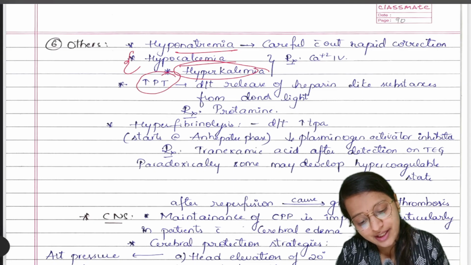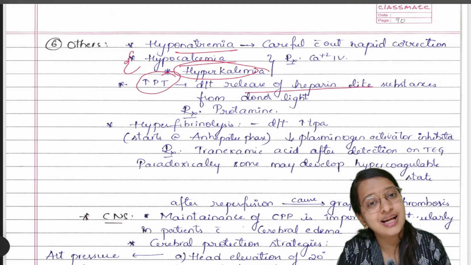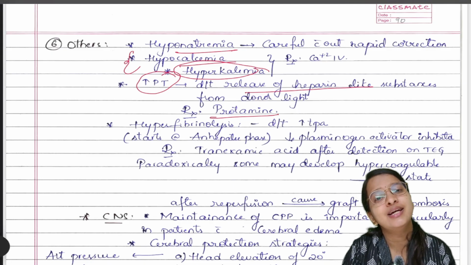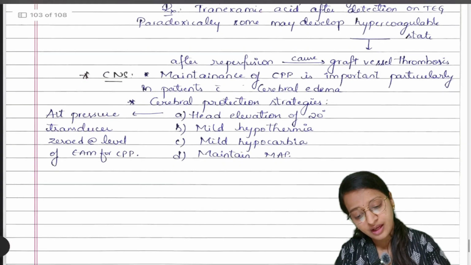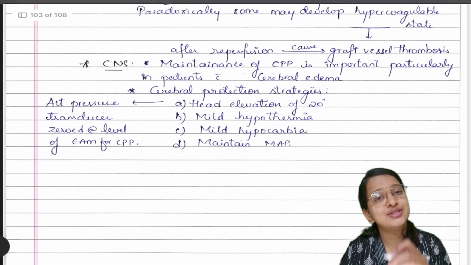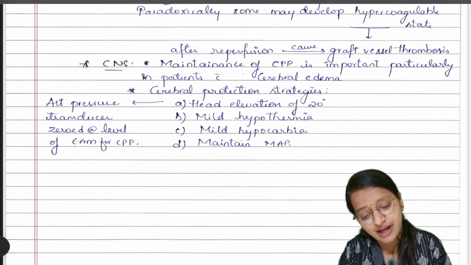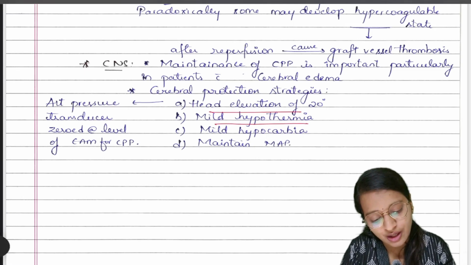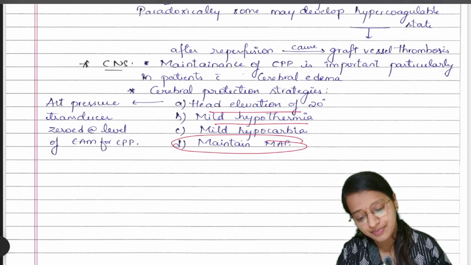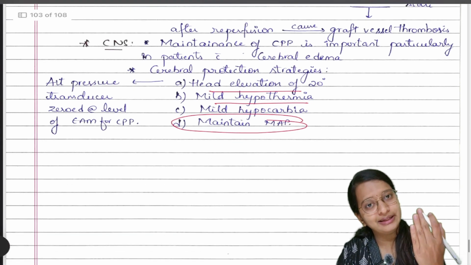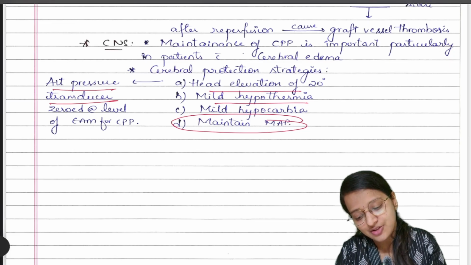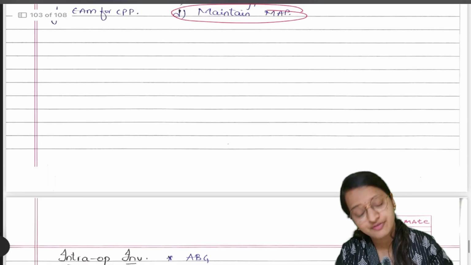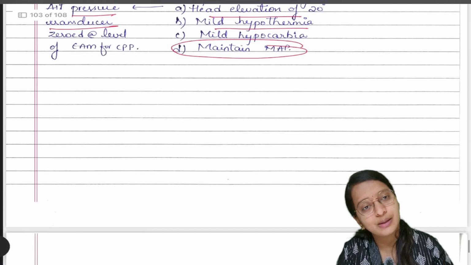And increased PT due to release of heparin-like substances will be treated with protamine, and there will be hyperfibrinolysis, so we'll be giving tranexamic acid. Coming to CNS, we should definitely maintain cerebral perfusion pressure. We have to go for head end elevation, mild hypothermia, mild hypocapnia, and maintain MAP. If we keep the head end elevation, the arterial pressure transducer will be zeroed at the level of external auditory meatus for measuring the cerebral perfusion pressure.